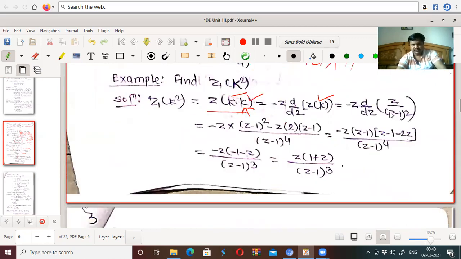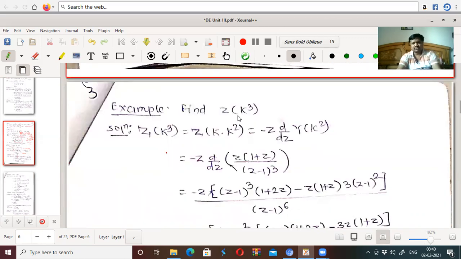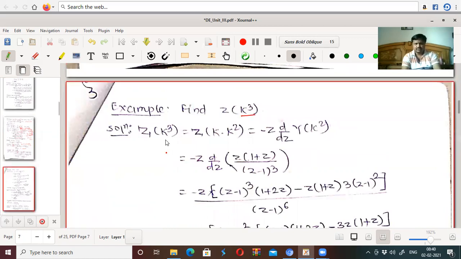So the derivative of z upon z minus 1 whole square, with minus z into it. We have taken the derivative of this using the u by v formula. It's very easy to find, and it gives z into 1 plus z upon z minus 1 to the power 3.